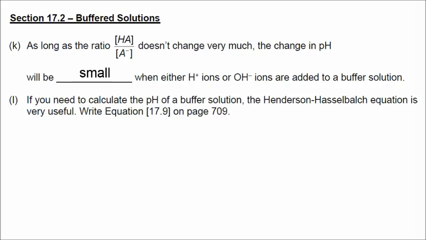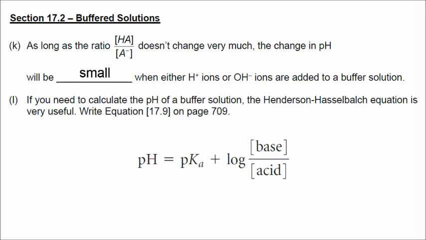When you're doing pH calculations for buffer solutions, you can use a very useful equation called the Henderson-Hasselbalch equation. You will see this on page 709. You will also see this included on the equation sheet for the AP exam. It's typically written as A- over HA, but in general terms it's the log of base over acid. So pH equals pKa plus the log of the base over the acid.